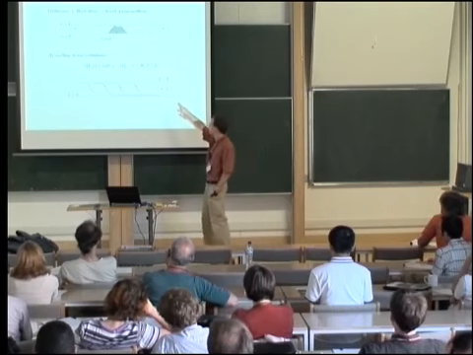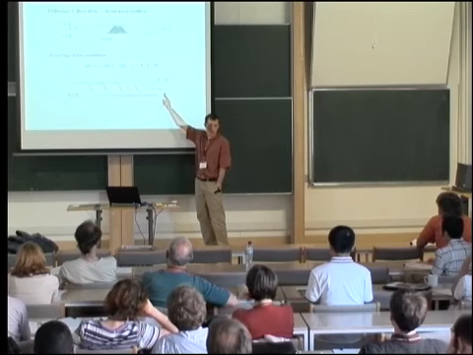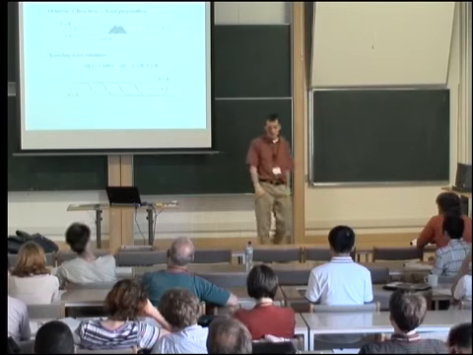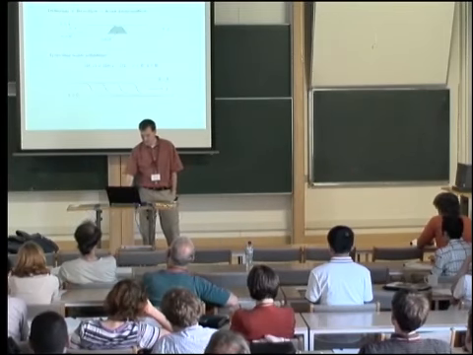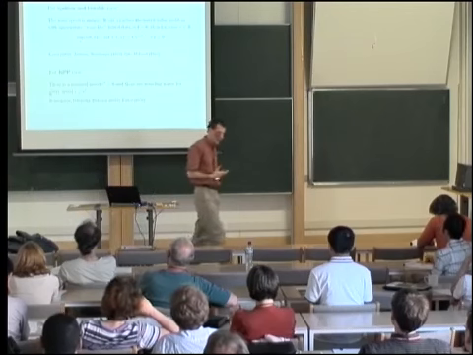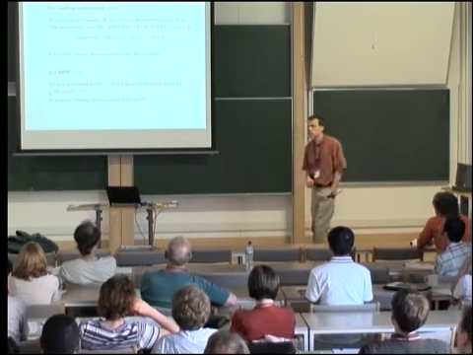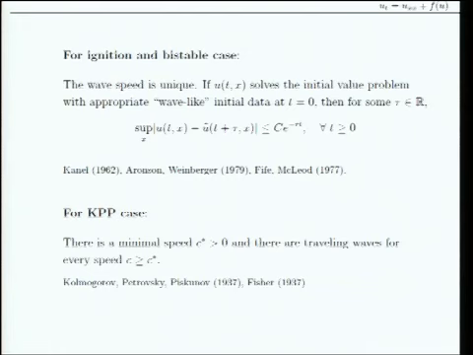And throughout the talk, C tilde will refer to a positive constant. So this is the speed of the wave. These traveling waves are very special because they are attractors, and they govern the large time dynamics of a large class of initial conditions. However, the asymptotic behavior is different for each class of nonlinearities. For the ignition and the bistable case, it's known that the wave speed is unique. The traveling wave profile is unique up to a shift in space. And moreover, the traveling wave is an attractor.